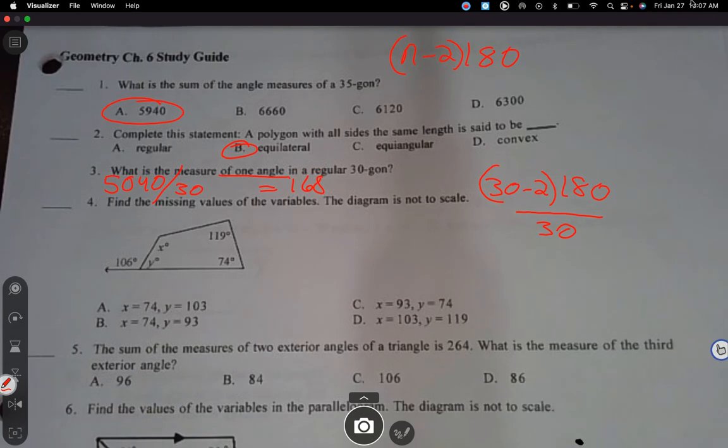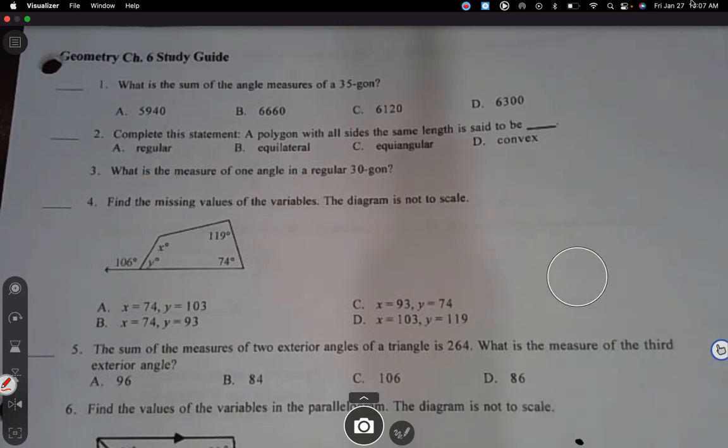Can I erase those? Or move this up some? Not yet. Are we looking at it? Yep, we're good there. Alright, the next one.